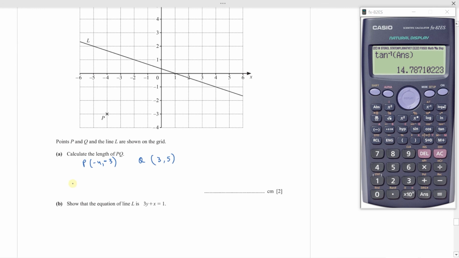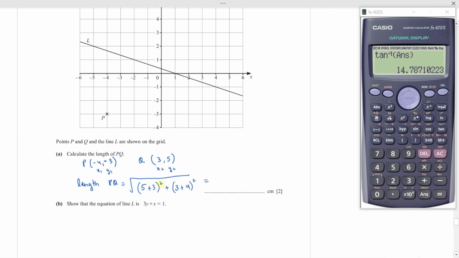So length PQ will be, I can call these x1, y1 coordinates and this as x2, y2. You know the formula for the distance: y2 minus y1 squared. So this will be 5 minus y1, which is minus 3. This minus will become plus, and plus 3 squared. And then plus x2 minus x1. So 3 minus, this is also minus, minus minus becomes plus 4 squared.